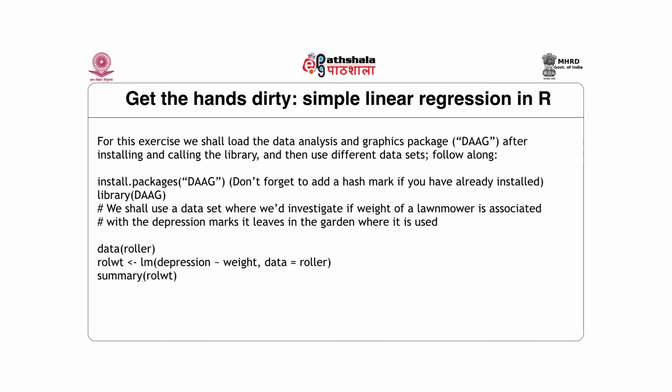So what we have done here in these 3 lines of code is this, that we have called the data roller, having called the data library in the first place. And then we have saved the product of the linear model of depression and weight. That is depression, then we have put a tilde mark, left a comma, and then specified the data set from where they came from, which is roller. And we have saved the result of that regression model into an object which is known as roll weight. This is it, as simple as it gets.